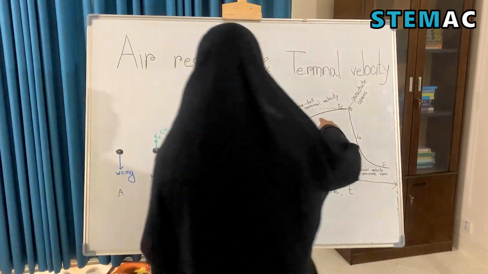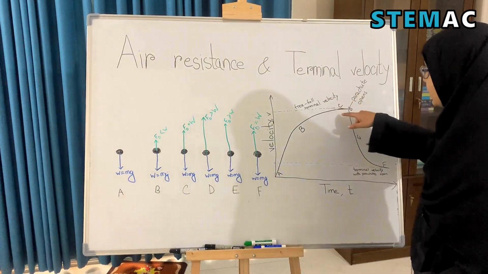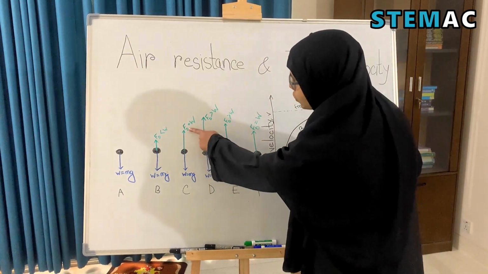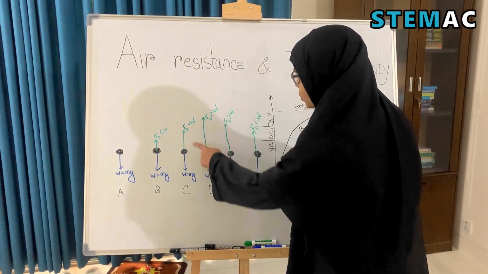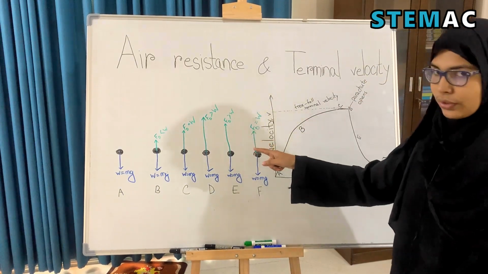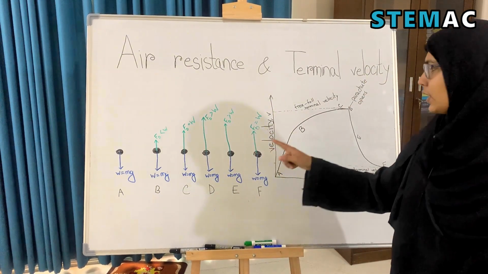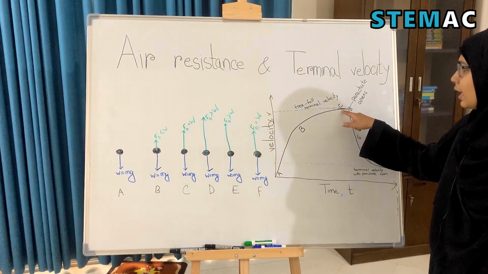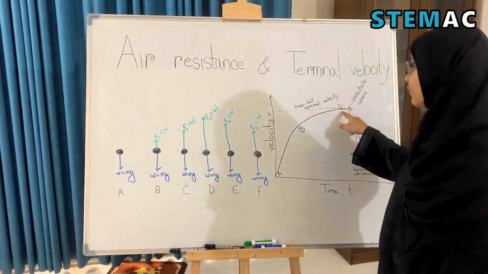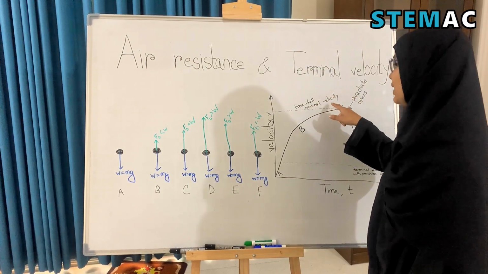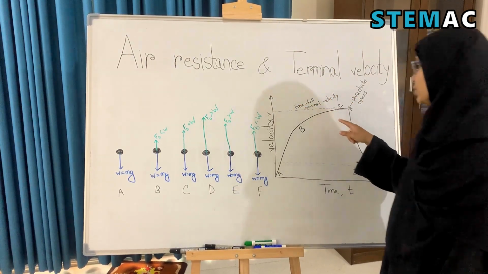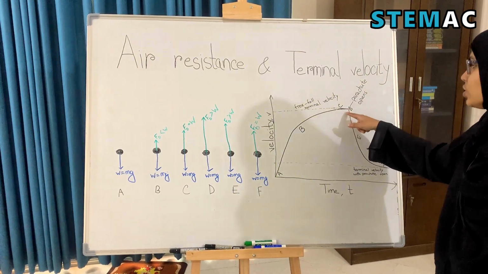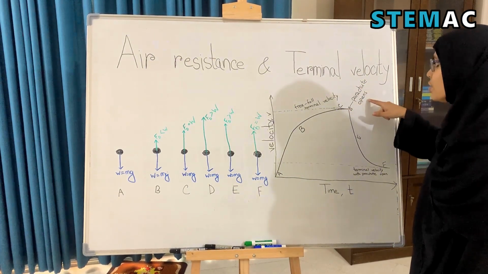At point C here, we can see that the weight force is now equal to the drag force. That means the resultant force is 0. That means there is no acceleration and the person has reached a constant velocity, and that is known as the free fall terminal velocity. After the skydiver has reached the free fall terminal velocity, he opens the parachute.